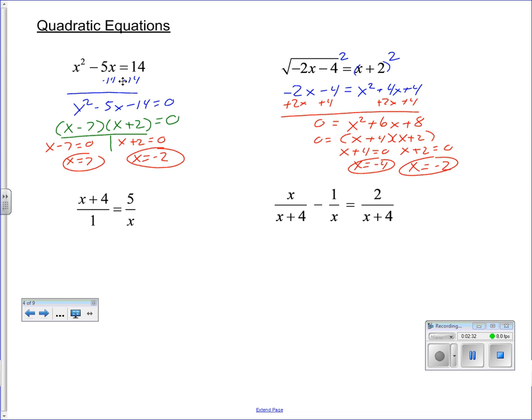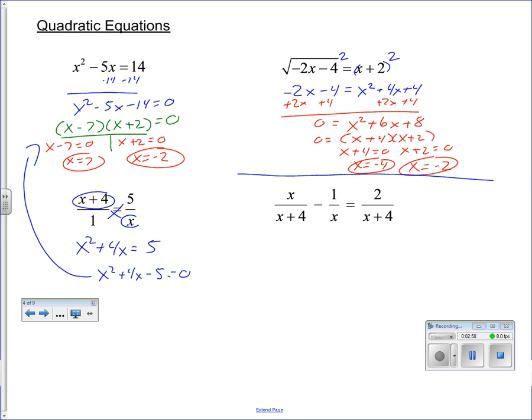And then down here I have examples of fraction equations that are going to turn out to be quadratics. The one on the left is a proportion, so we could just cross multiply. x plus 4 times x is x squared plus 4x. Don't forget to distribute. 1 times 5 is 5. Get it all to one side, we get x squared plus 4x minus 5 equals 0. And then it's just like the problem above. We've got to factor it, set each factor equal to 0, and so on.